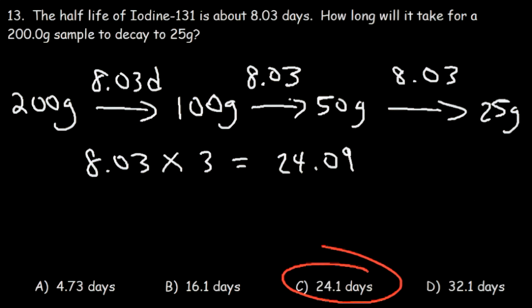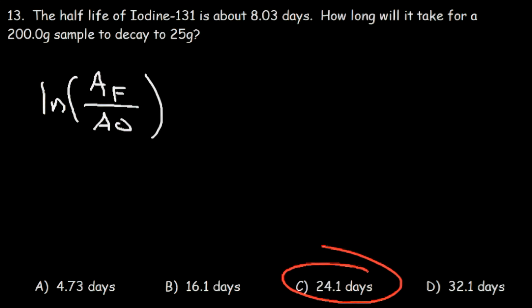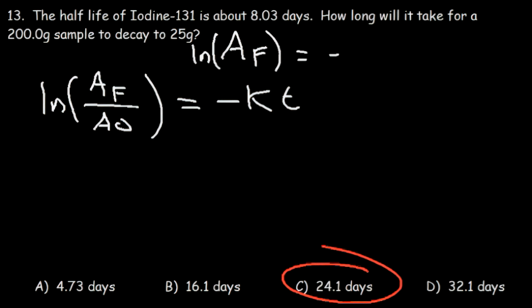But now let's say we want to use an equation to get the same answer. The equation that you could use is ln A final over A initial is equal to negative kt. You've seen this equation earlier in this video in this form: ln A final is equal to negative kt plus ln A initial. This is for a first order reaction.